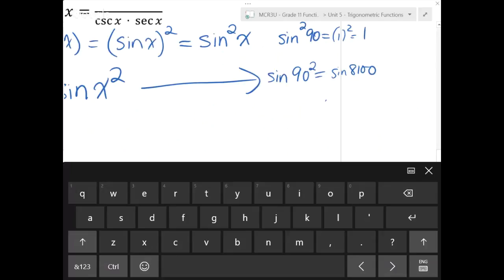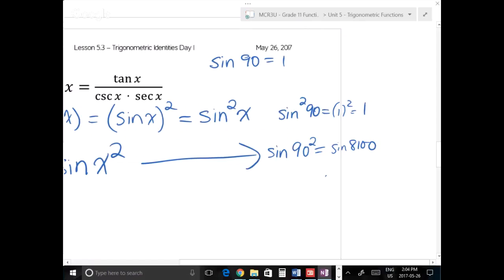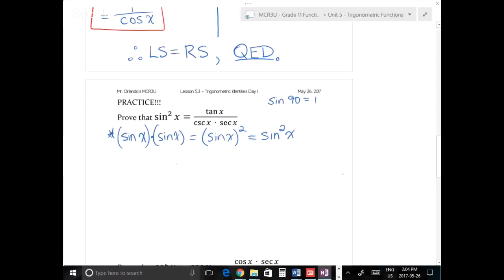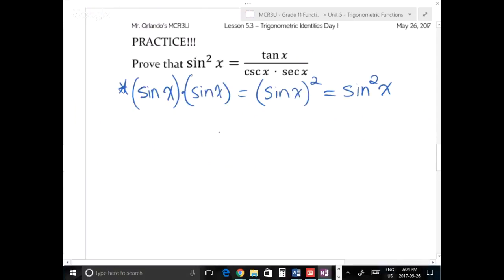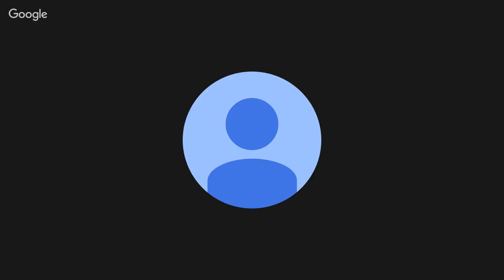So the point being, sine squared x means sine x times sine x. Does that make sense? We're just going to clean that up. So sine x times sine x, write that as sine squared x. So if we have sine x times sine x, that's the same thing as sine squared x. Does that make sense? All right, with that in mind, I want you to try and solve this one.